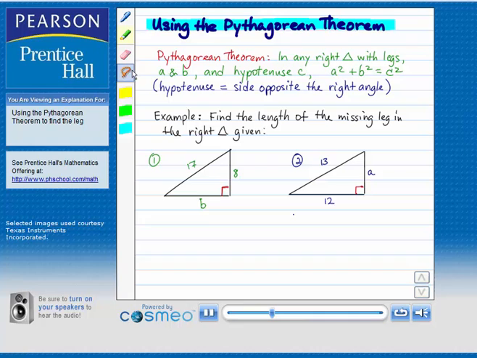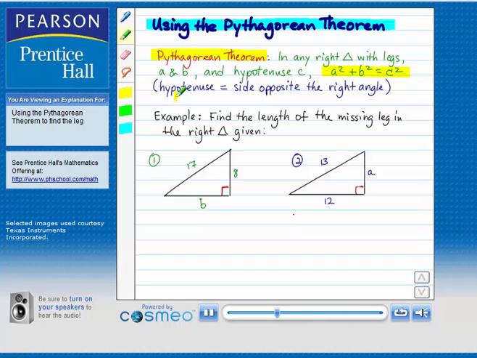Now remember, the Pythagorean Theorem is applicable only in right triangles. It says in any right triangle with legs A and B, the legs being the sides that are perpendicular to each other, and hypotenuse C, then A squared plus B squared equals C squared.